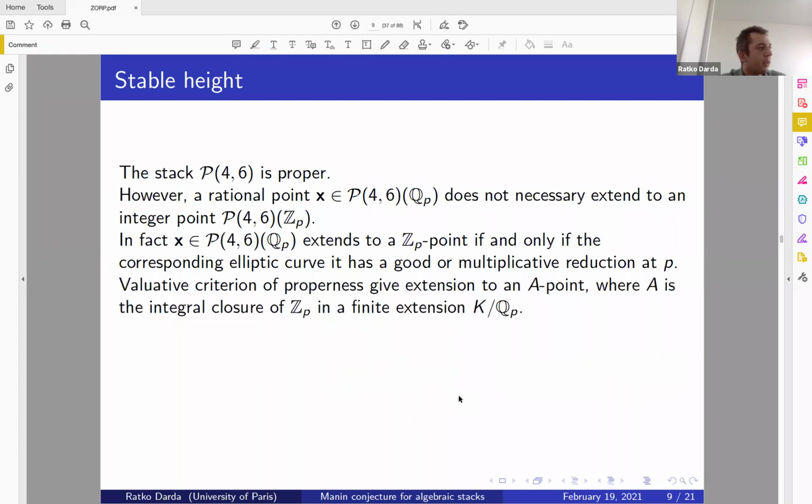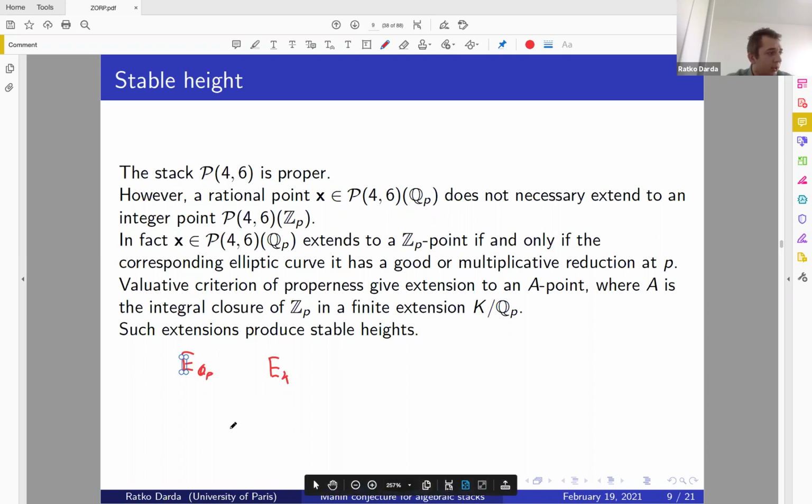So the valuative criterion of properness for stacks gives that the QP point extends to an A point, where A is the integral closure of ZP in a finite extension. Now, if we take some elliptic curve over QP and do the base change to K, we get EK. And if you want to extend it to integral points, we write spec A to P46.